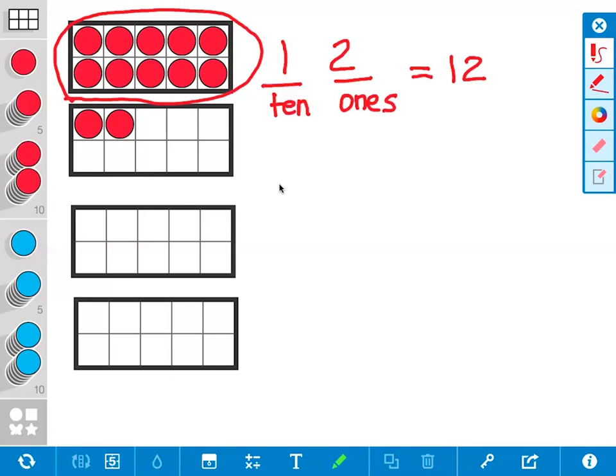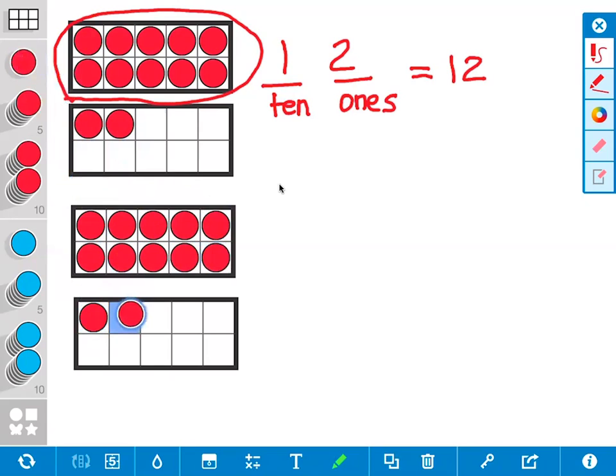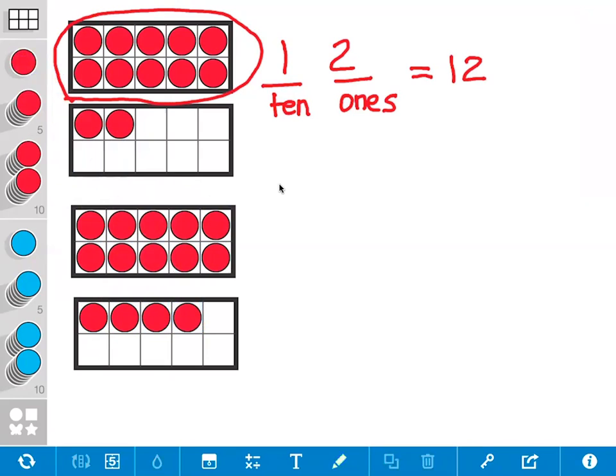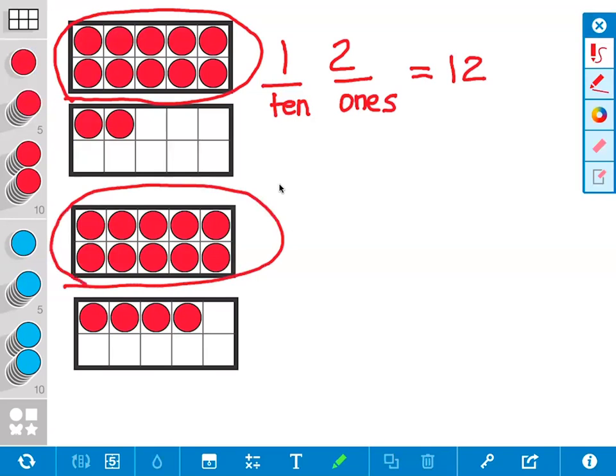All right, now let's do another one. I'm going to once again make a group of 10. I'm filling up the 10 frame. And you have to think of it as a group. You can see it's all grouped together. And then I'm going to put some in this group. You can see that I have a group of 10, and I only have one group of 10.